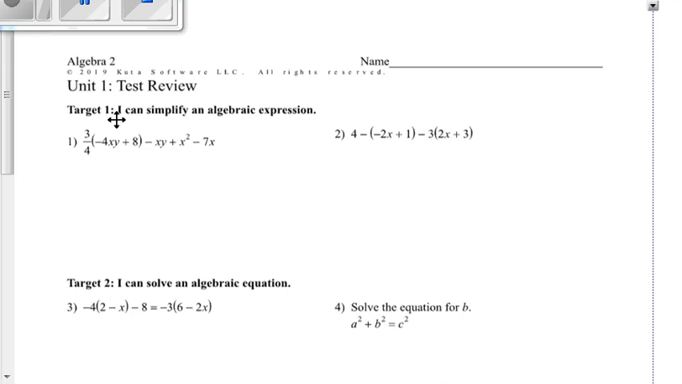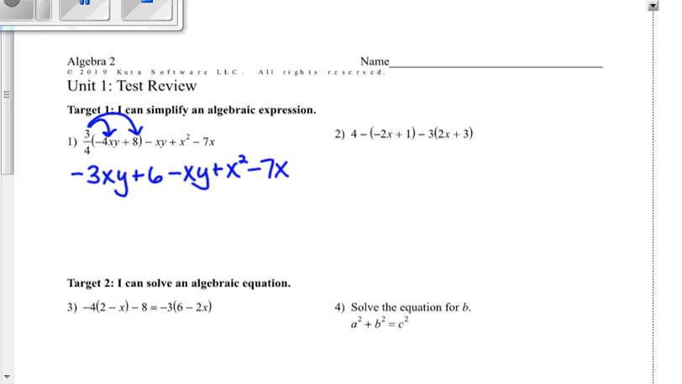All right, here we go with our test review. So target 1 is simplifying an algebraic expression, which means we are going to use order of operations to combine like terms. So multiplying and distributing, this is going to give me negative 3xy, and then 3/4 times 8 is going to give me 6 minus xy plus x squared minus 7x.